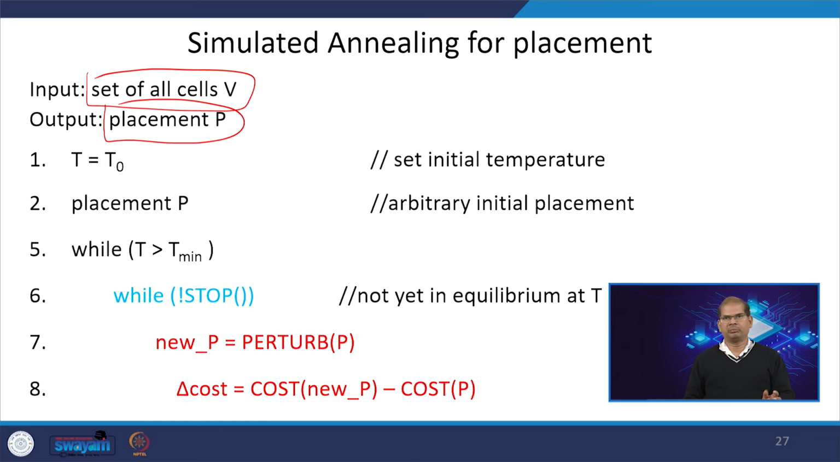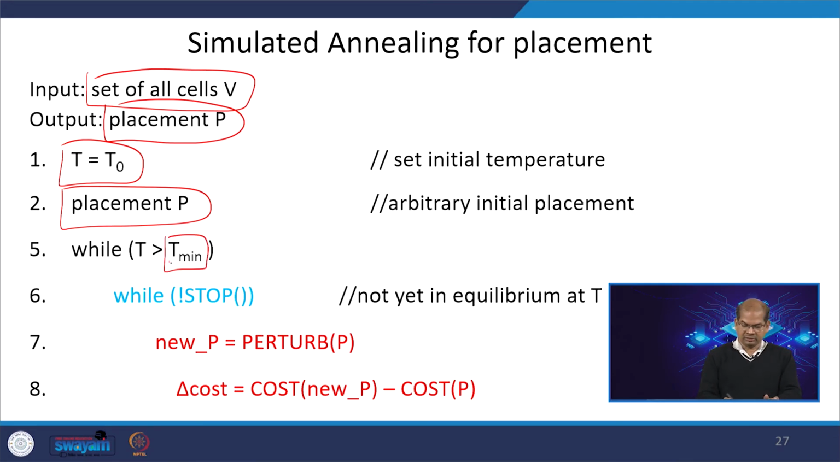What is this temperature profile? It is basically we start with a very high temperature and then we reduce the temperature till we get an optimal solution. So, initially we set the temperature T equal to T naught, then we have an initial placement, and then we have a minimum temperature. If the temperature is greater than T minimum, then we do these operations.